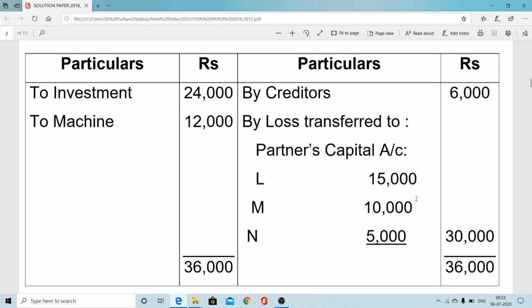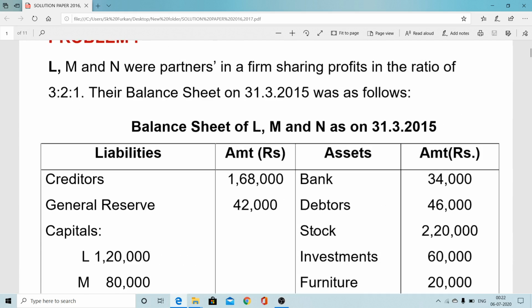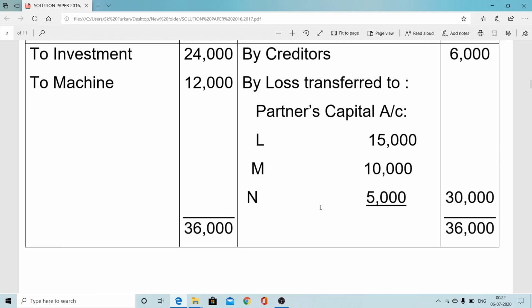So ultimately a loss arises, and we have to distribute the loss to the old partners in their old ratio. The old partners here are L, M and N, and their old ratio is provided as 3:2:1. On that ratio it was distributed, and the share of loss on revaluation came as L 15,000, M 10,000, N 5,000, as per their old ratio.